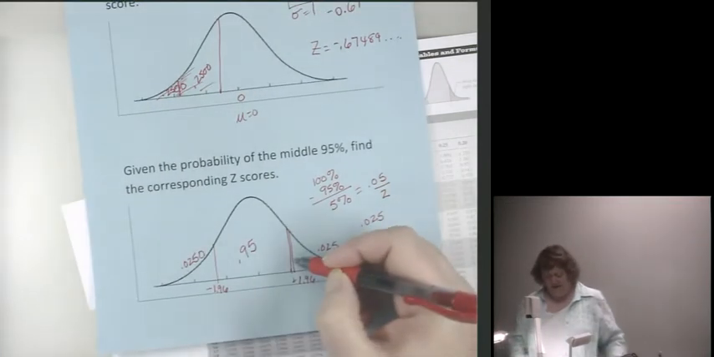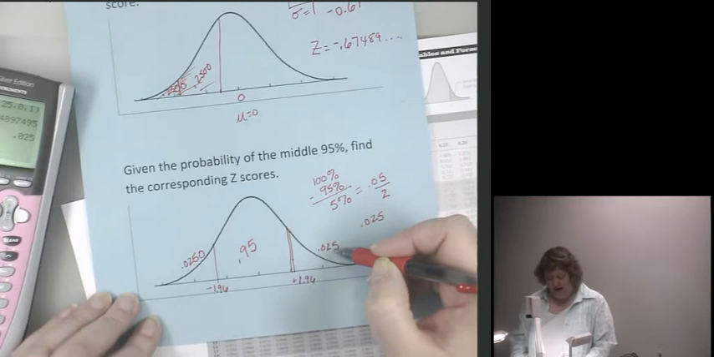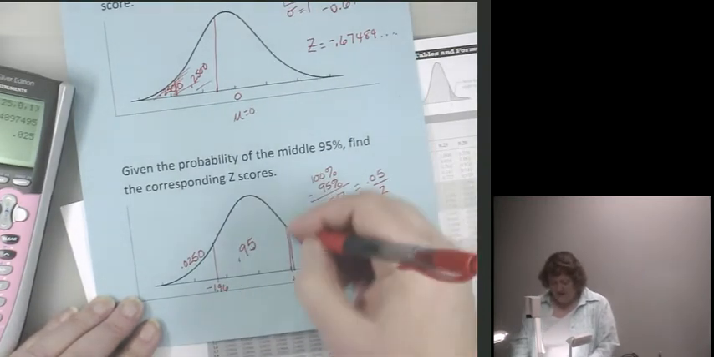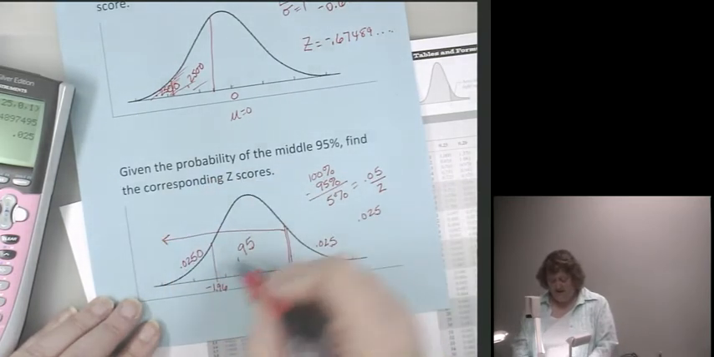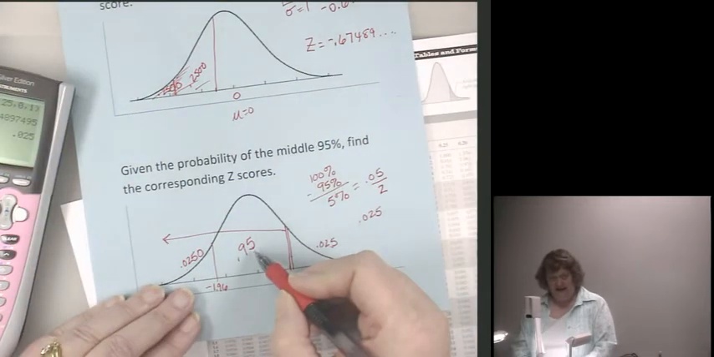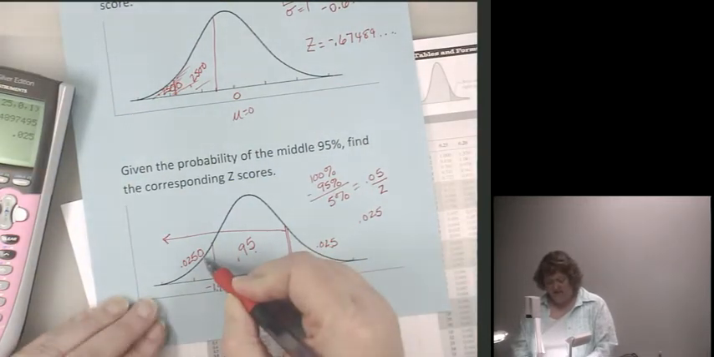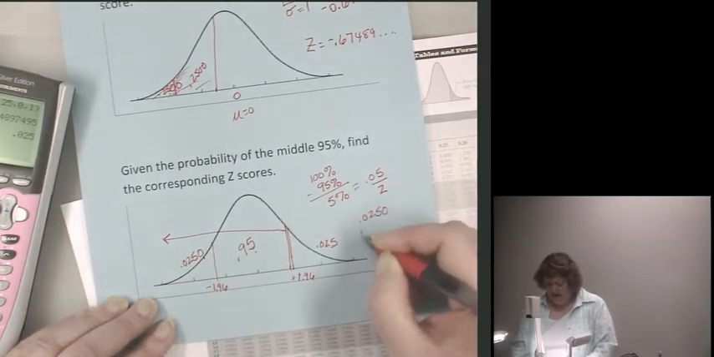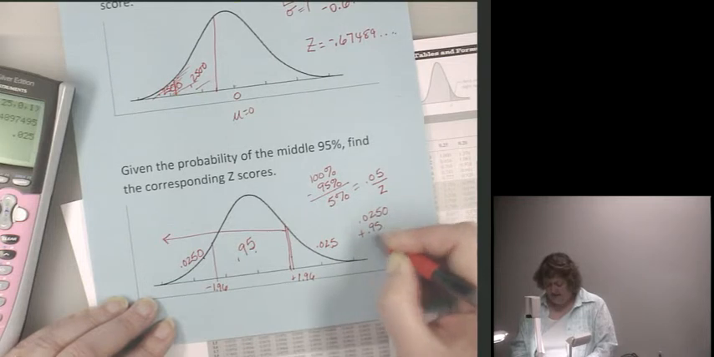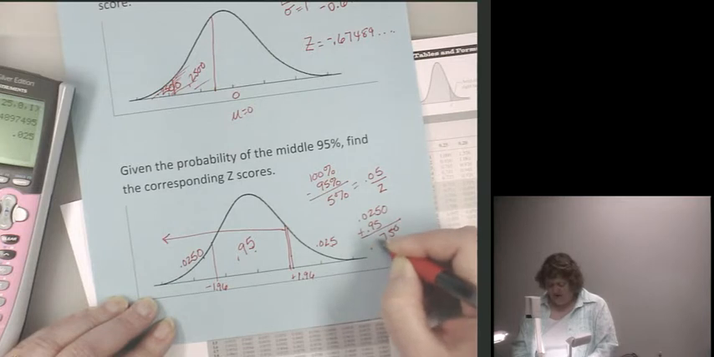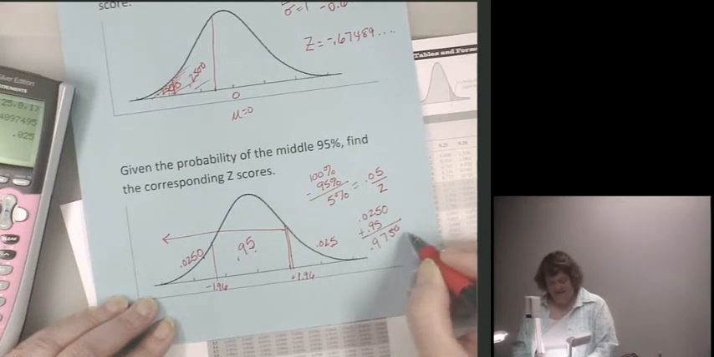But if we look it up in the table, we can't look up positive. We can't look up 95. We've got to look up all the area to the left. So it would not be 95. It would be 95 plus the 0.0250. So we'd have to take this amount here plus the 95%, 0, 5, 2 and 5 is 7. We would have to look up 0.9750.